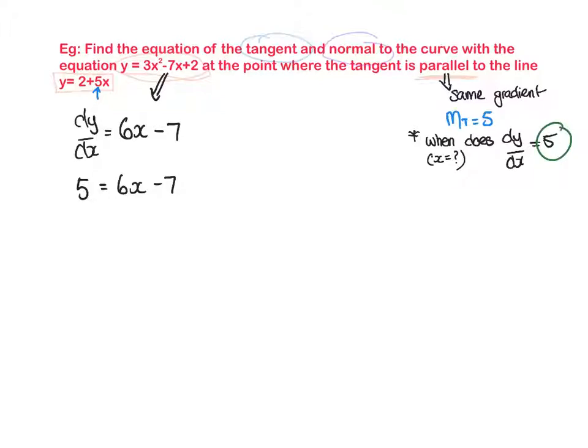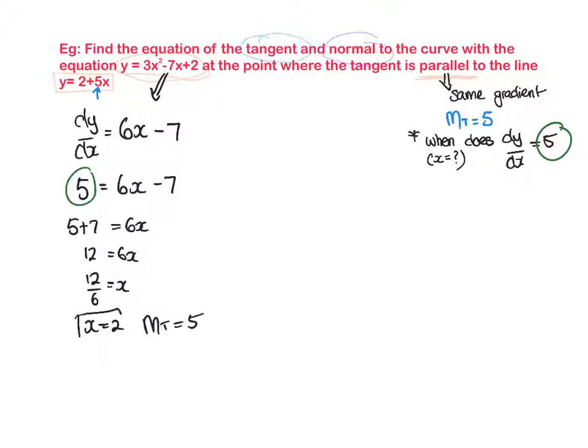So I'm taking this 5 and putting it here. Okay, so rearrange that. It'd be 5 plus 7 equals 6x. So what have we got? We've got 12 equals 6x. So 12 divided by 6. So it's when x equals 2 that the gradient will equal 5.